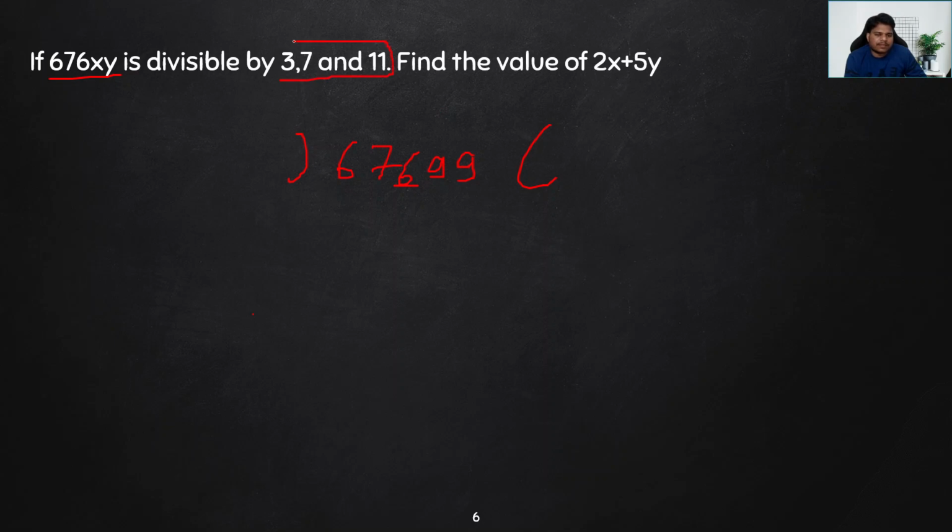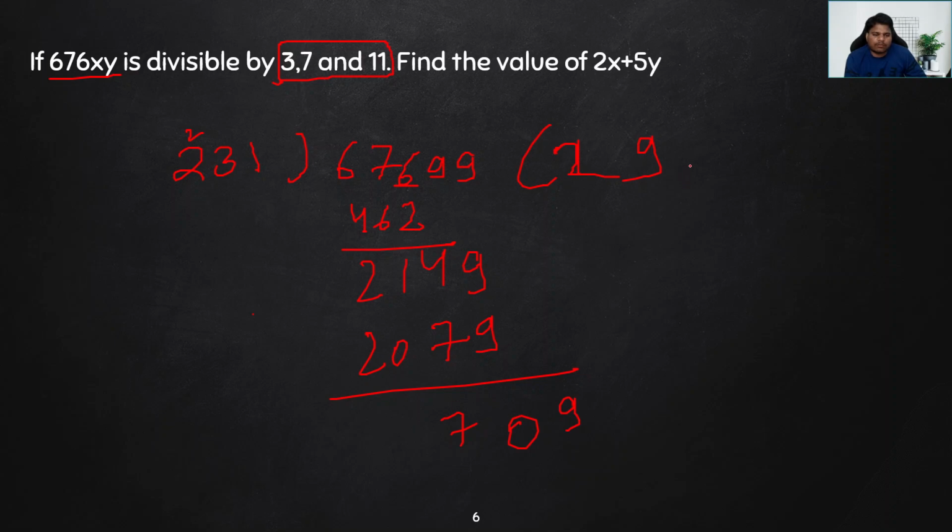Now multiply these numbers. 3 times 7 is 21, times 11 is 231. Now we divide 6799 by 231 and find the remainder. I hope I am doing the right calculation. So 16 is the remainder here. 16 is the remainder. So now what will happen?